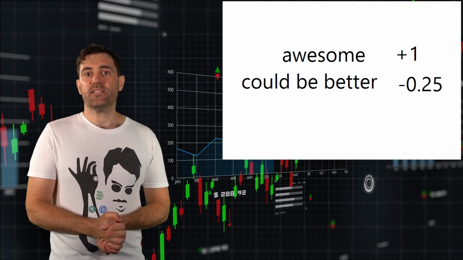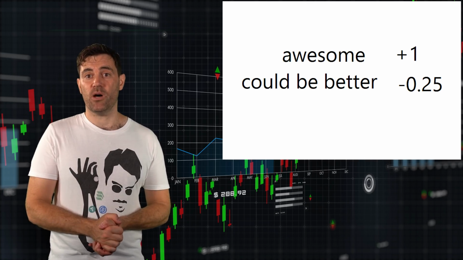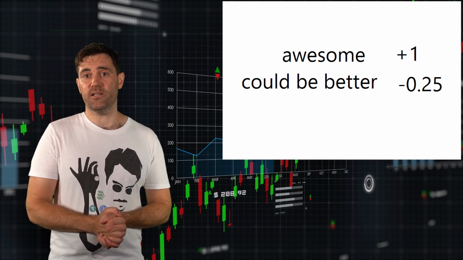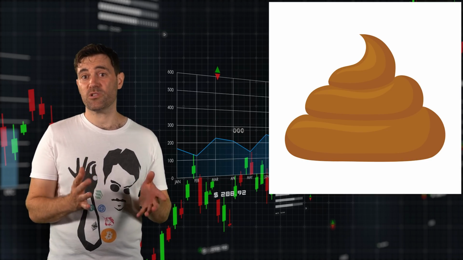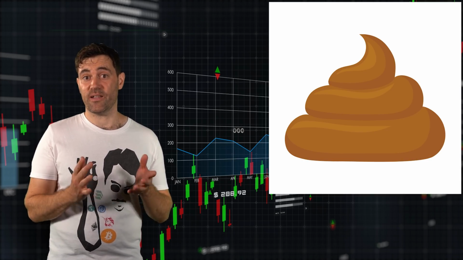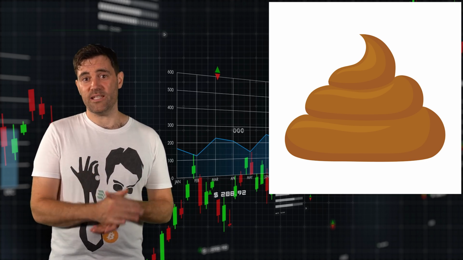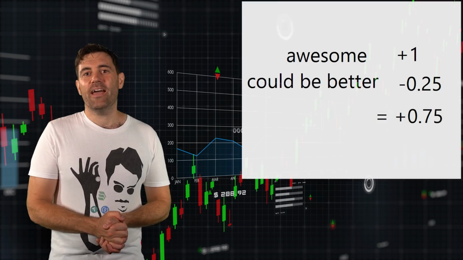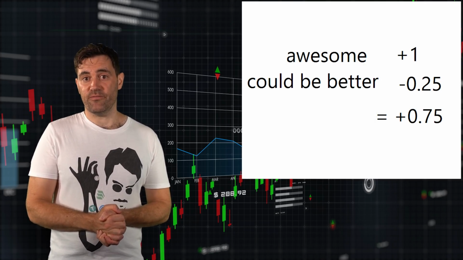For the sake of simplicity, let's say the word awesome has a sentiment score of +1 and the phrase could be better has a sentiment score of -0.25. Now, I reckon that's reasonable because the word awesome is up there with other words like fantastic and phenomenal, whereas the phrase could be better isn't all the way down there with its total shit, for example. Anyways, the sentiment score for this comment would be +0.75.